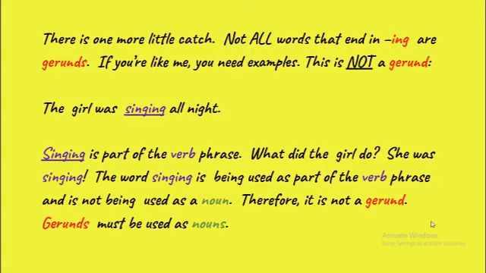The girl was singing all night. You can see the girl was singing all night has been used as a verb. It's a verb phrase. What did the girl do? She was singing. The word singing is being used as part of the verb phrase and is not being used as a noun. Therefore, it is not a gerund. Gerunds must be used as nouns.